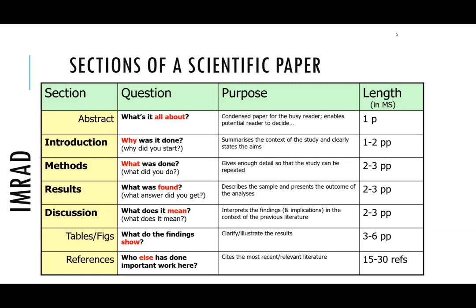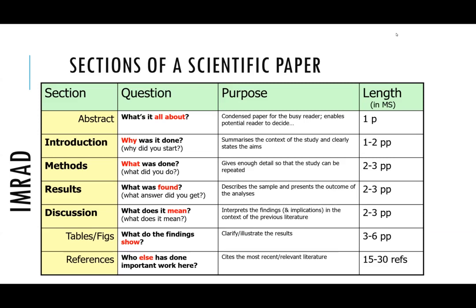The fourth column here, I've got the length in the manuscript. So MS is publisher speak for manuscript rather than Master of Science. So the abstract should all fit on one page of text. The introduction generally is 1 to 2 pages.